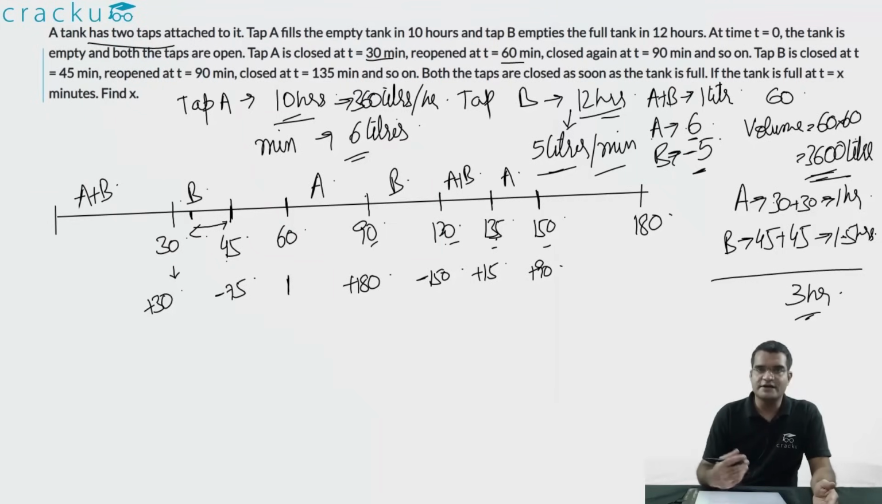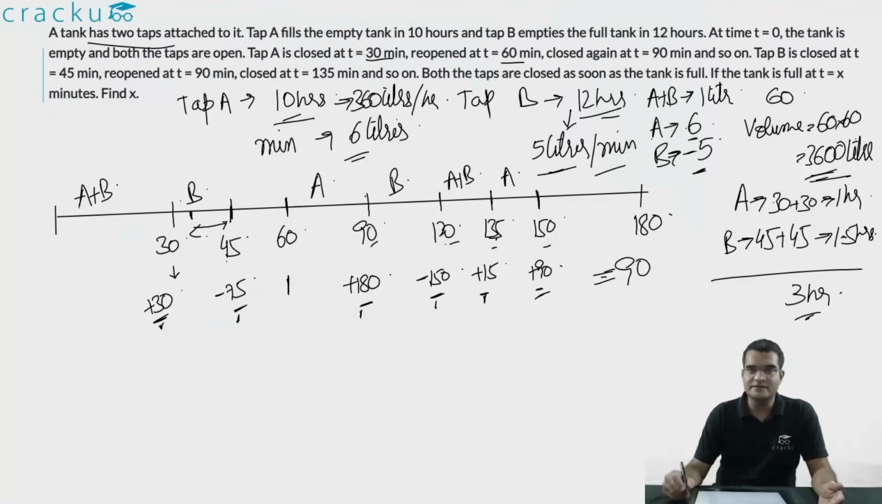So overall, in a normal cycle, other than the first cycle, the amount of water that is filled in by these taps in a matter of 3 hours will be plus 30 minus 75 plus 180 minus 150 plus 15 plus 90. If you calculate it, 180 minus 150 is 30, plus 30 is 60, 60 plus 15 is 75, minus 75 is 0. So effectively it is only the last 90 liters that is filled in by both the taps. So in 3 hours they fill in 90 liters.